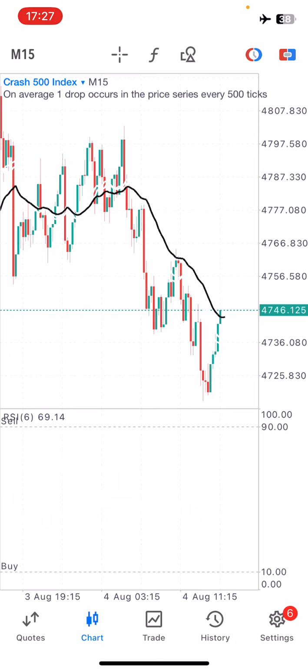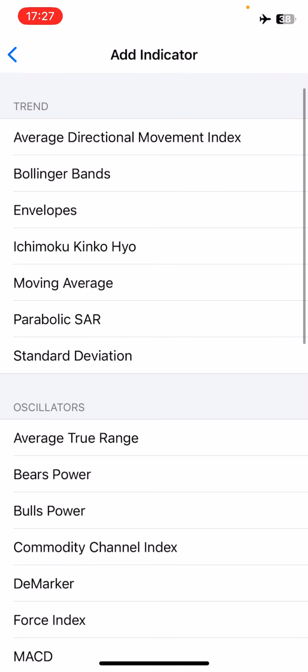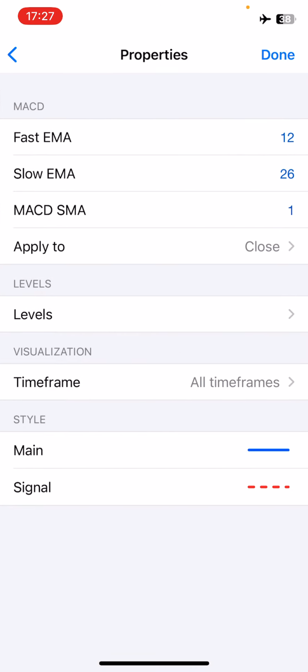So I'm gonna click where it says indicators again, then we're going to choose where it says indicator window 1, and I'm going to add what is called the MACD, which is right here. And this MACD is going to have the following properties that you see. We've got a fast EMA of 12, a slow EMA of 26, and then a MACD SMA of 1, and apply to close. There are no levels for this one, and also we can allow it to form on all our time frames, although we're just going to be using the 15-minute time frame.